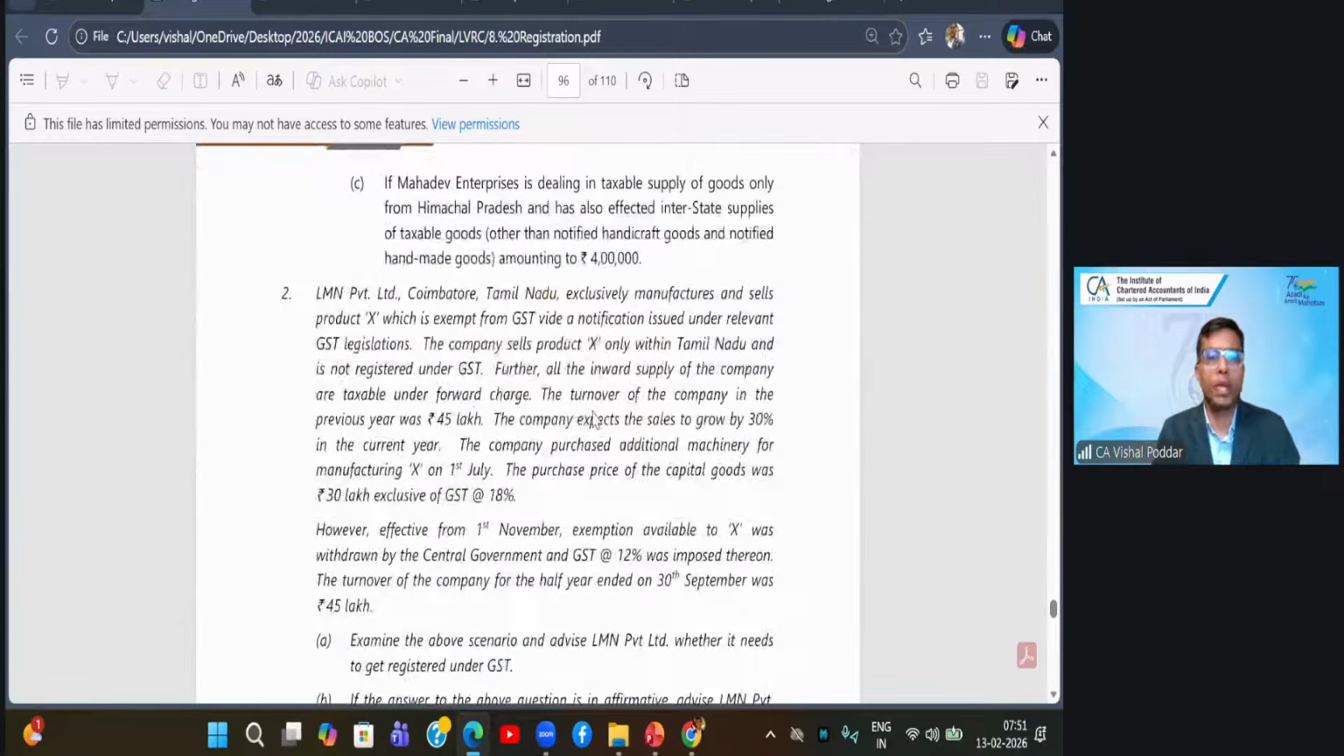I hope all the 4 scenarios are clear. First, the main scenario, question 1, and then the revised scenarios in A, B, C. Correct? Students.